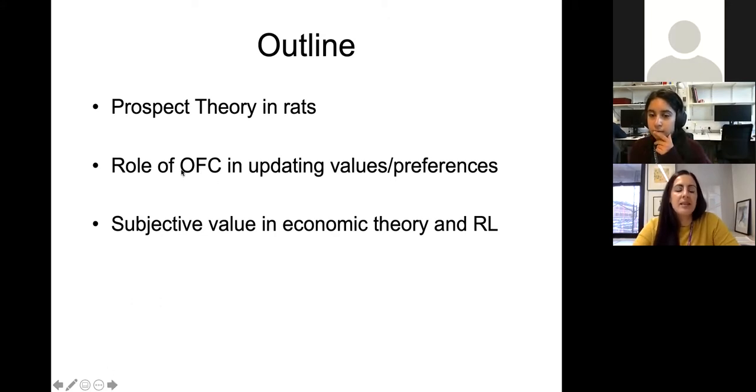And then the second part of the talk, I'm going to describe the role of the orbitofrontal cortex in this task. And finally, I want to circle back and talk at a high level about ways of reconciling ideas of subjective value between economic and reinforcement theories.